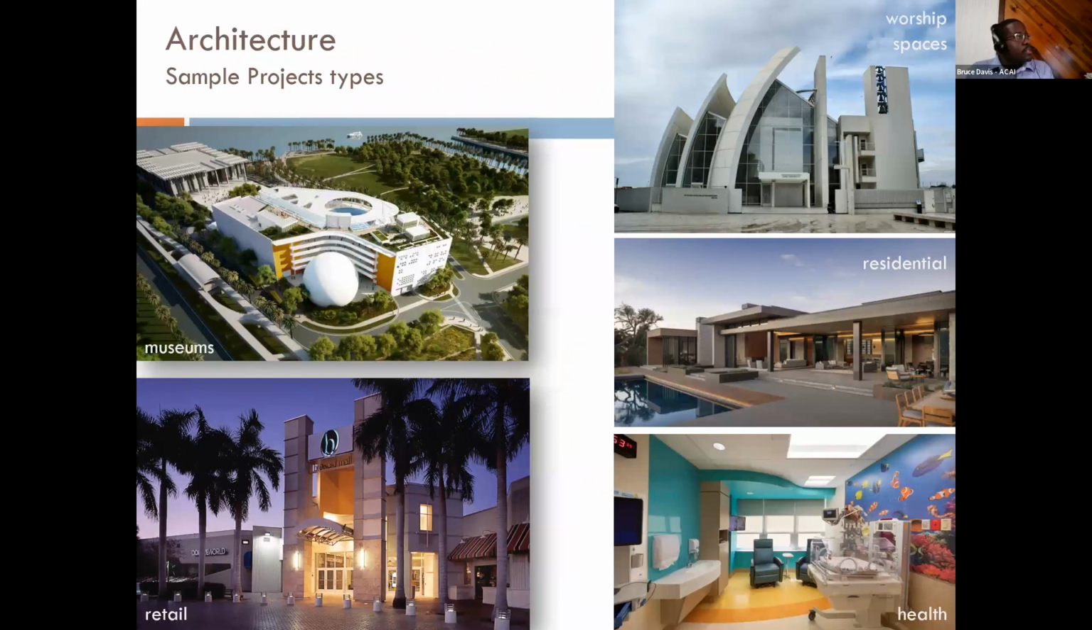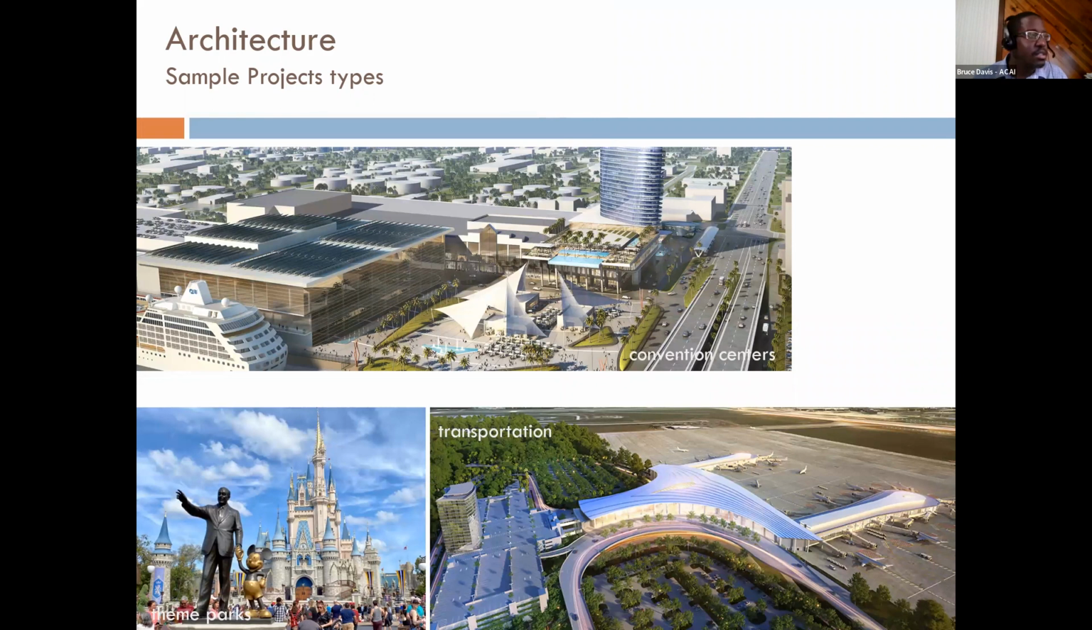All right. So here are just some images of what I talked about earlier, where an architect can specialize in different types of projects. So it could be worship spaces, it could be residential, healthcare, retail, museums. And so you could do different specialties as an architect. Convention centers. And this one on the top is an image of the Broward County Convention Center that's being renovated. Theme parks, because somebody has to design this, Disney. Transportation, so that's another area you can be in as an architect.